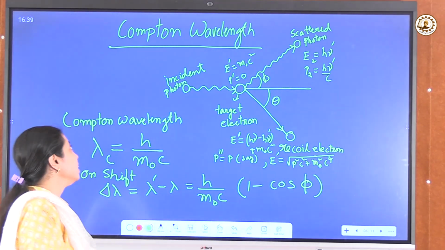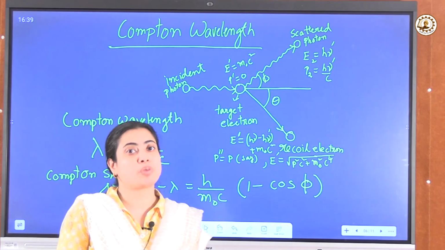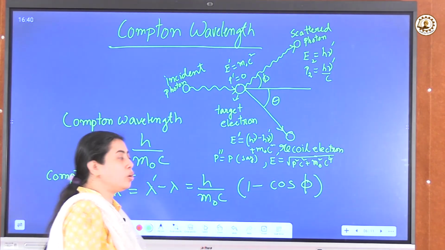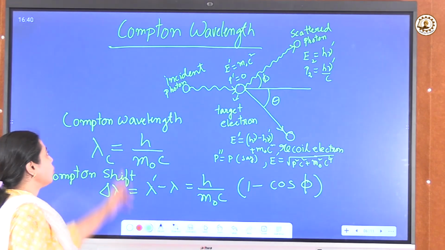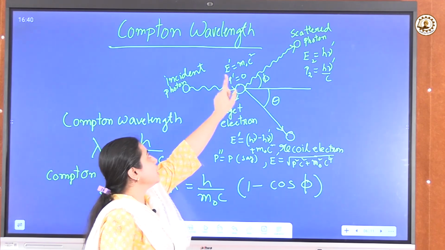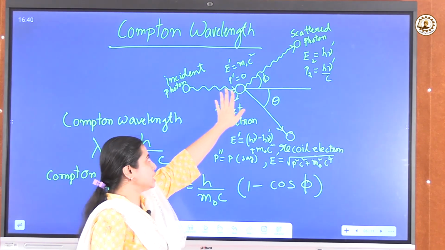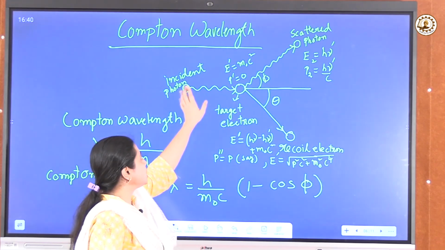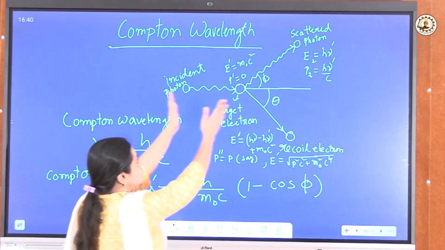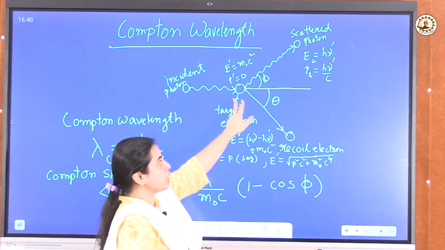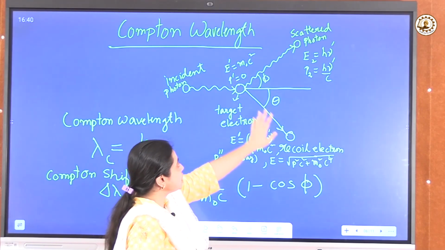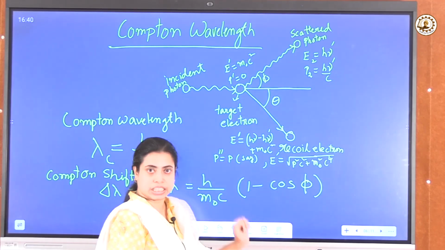Let us today learn some formulas and problems related to Compton wavelength. Now, for Compton wavelength, the concept is when an incident photon falls on an electron at rest, the electron makes the photon scatter at a particular angle. And due to this collision, the electron also does not stay there. It recoils at a particular angle, say theta.